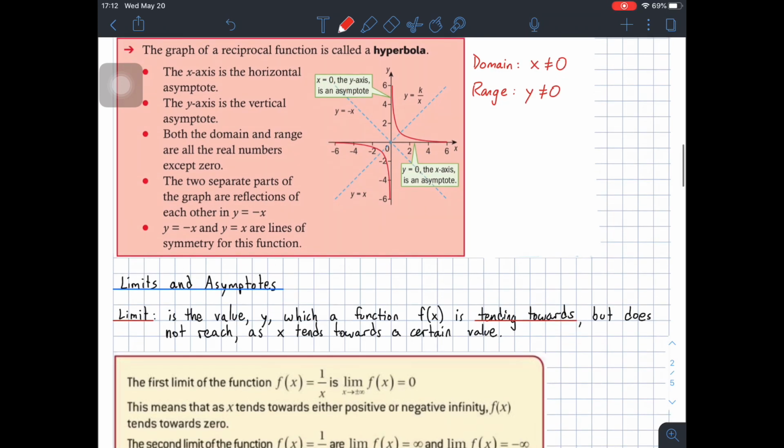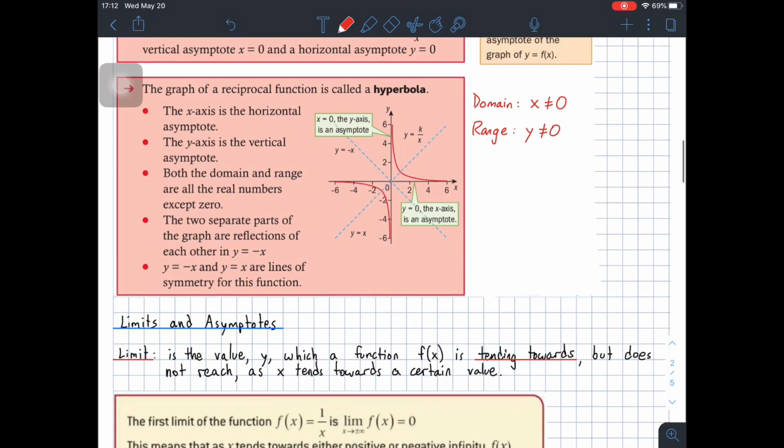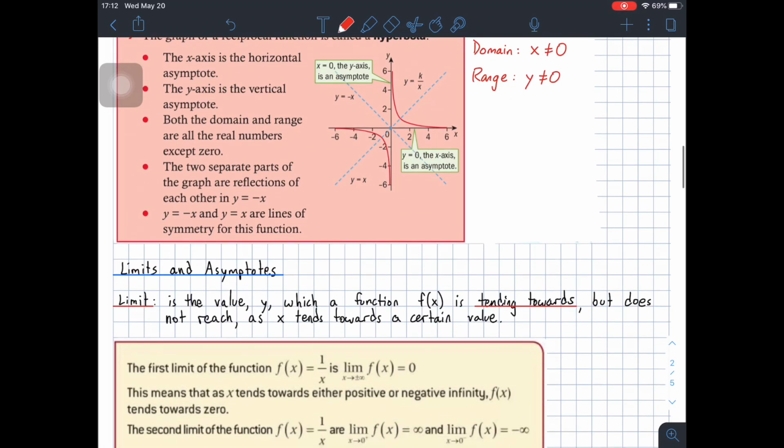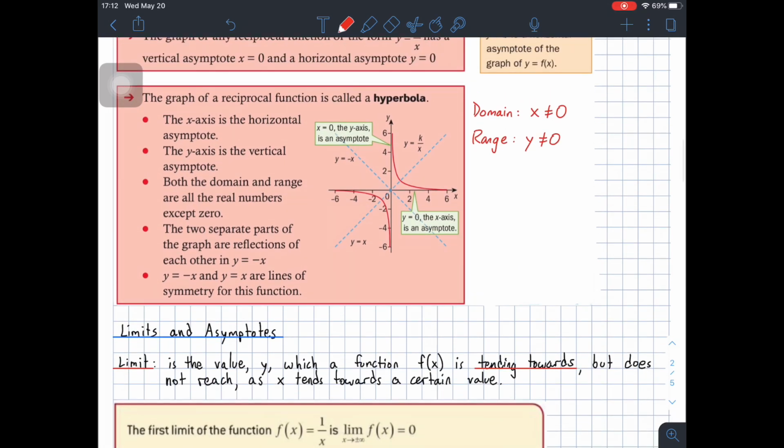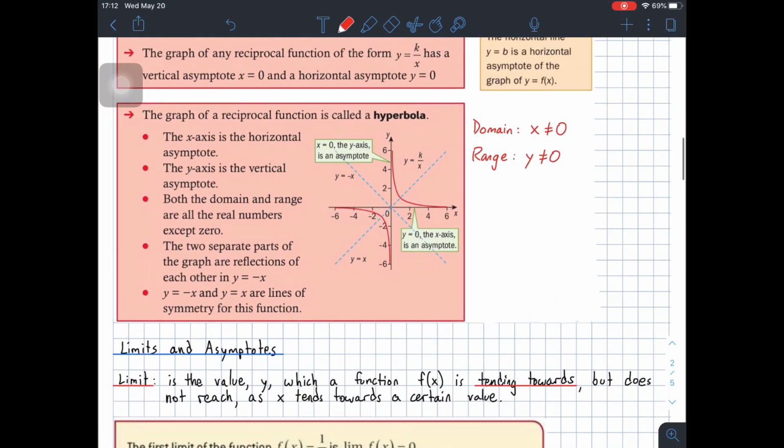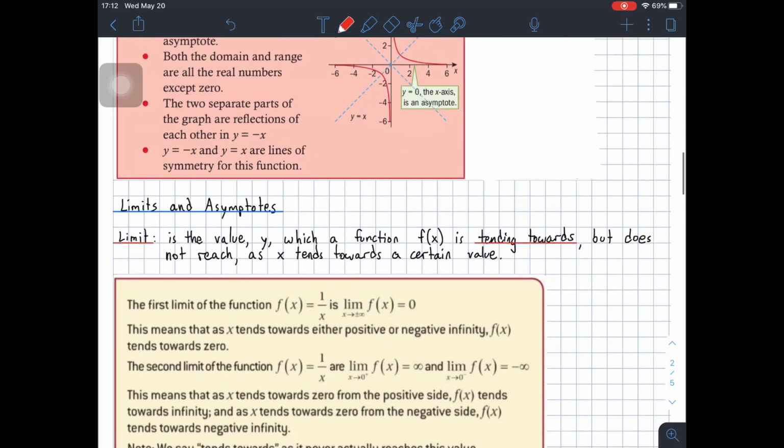Then it says y equals negative x and y equals x are lines of symmetry for this function. So this is a line of symmetry and this line over here is also a line of symmetry. That's what it's telling. I hope you understand these properties for the reciprocal function, also known as hyperbola.